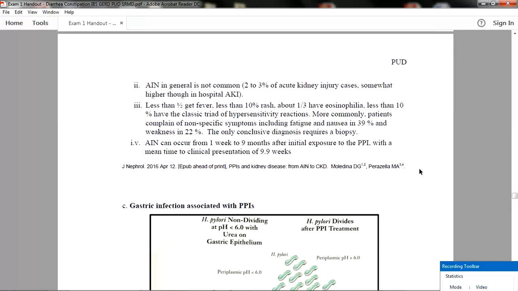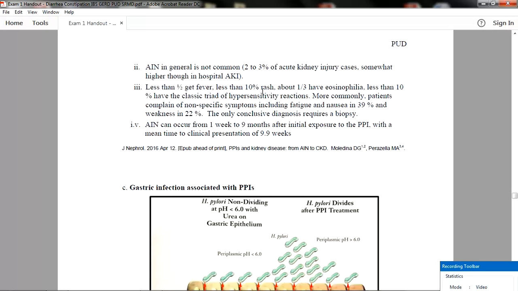Again, acute interstitial nephritis in general is not common, but you should be aware that proton pump inhibitors can cause this problem. And it's a little bit higher in the hospital, in hospital-acquired acute kidney injury.